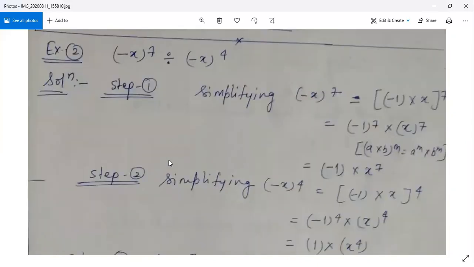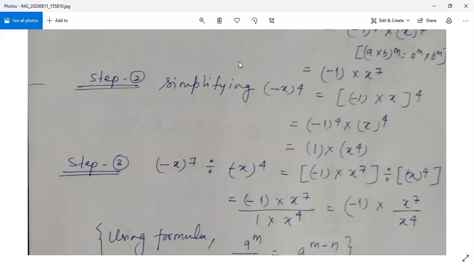So in the first step, we will be simplifying minus x to the power 7, and we will get an answer. The same way, in the second step, you can simplify minus x whole to the power 4. Once again, you will get a different answer. And then at the final step, you have to divide both of the simplifications.